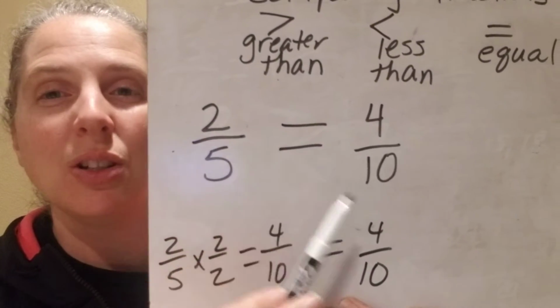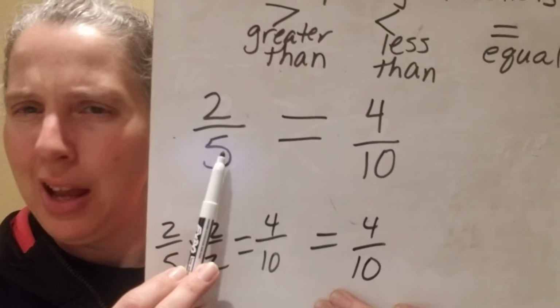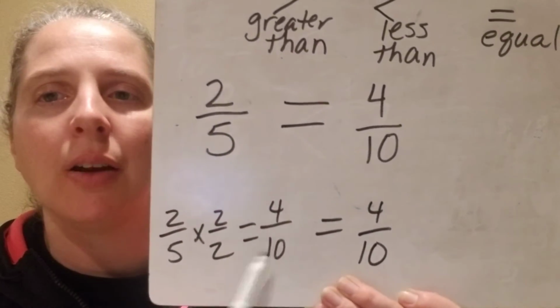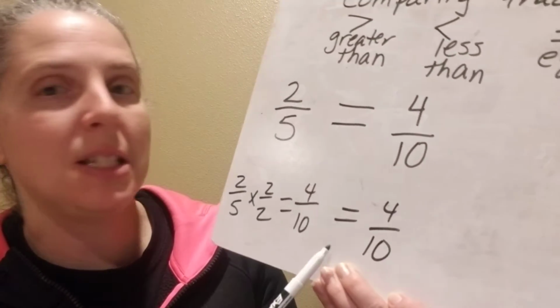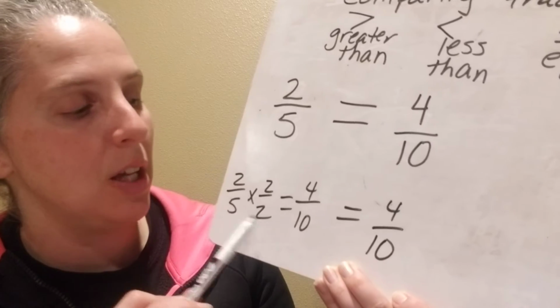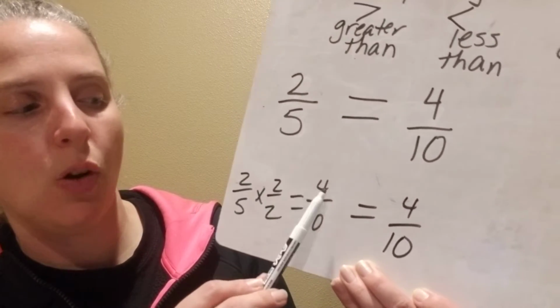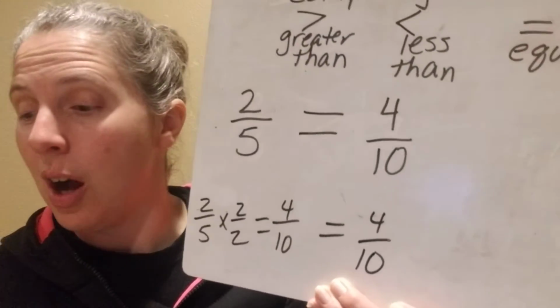2/5 equals 4/10. When you go to make equivalent fractions, you know, hey, 5 can make 10. So that's going to be your new denominator. And you know 5 times 2 is 10, and 10 divided by 5 is 2. So 5 times 2 is 10, 2 times 2 is 4, and 4/10 equals 4/10. You should have seen that on your fraction strips.